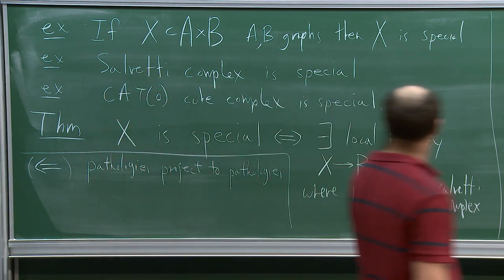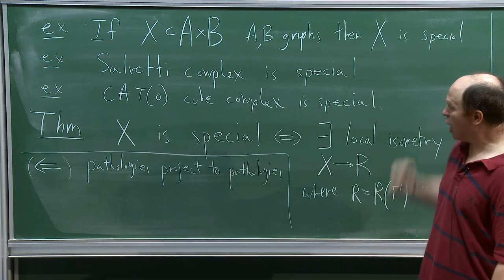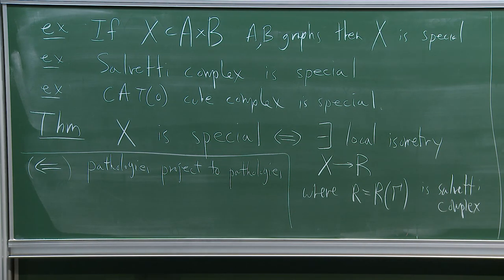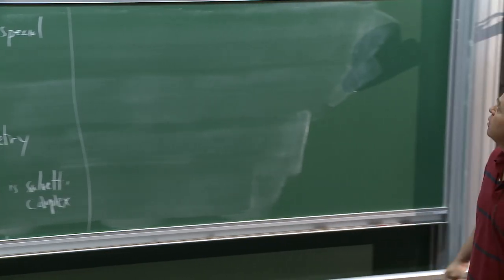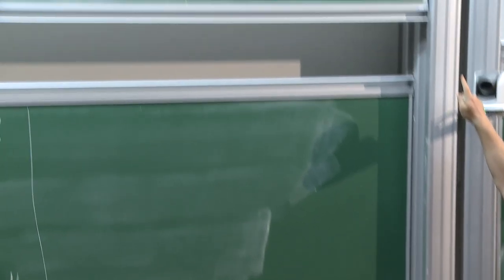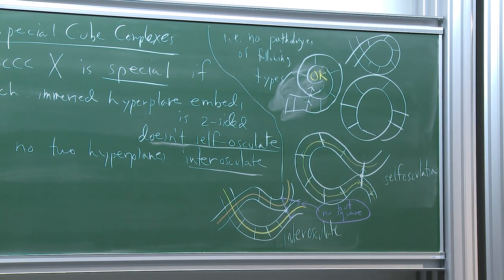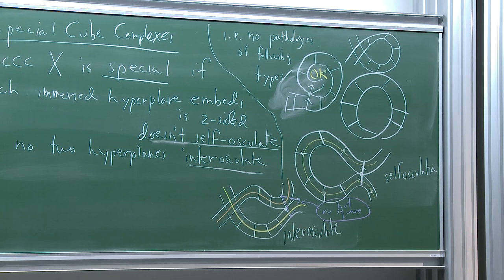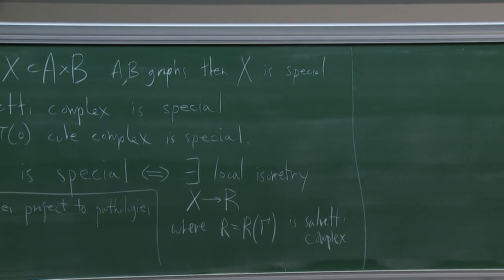Okay, namely, if you believe that a Salvetti complex is special, right? And that's an exercise to do. Okay, the hyperplanes aren't so big. Things are pretty small. There's just one zero cube, so it's handleable. If you have a pathology in X, like a self-crossing hyperplane, it would project to a self-crossing hyperplane in R, but R is special, so that can't happen. Likewise, the other pathologies project under a local isometry.